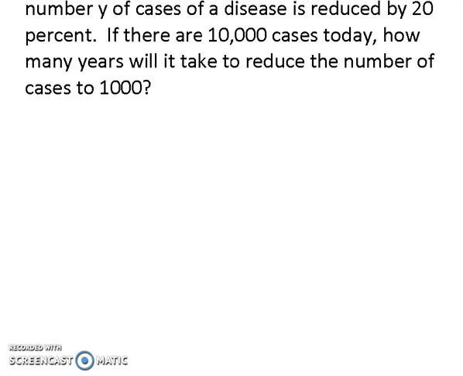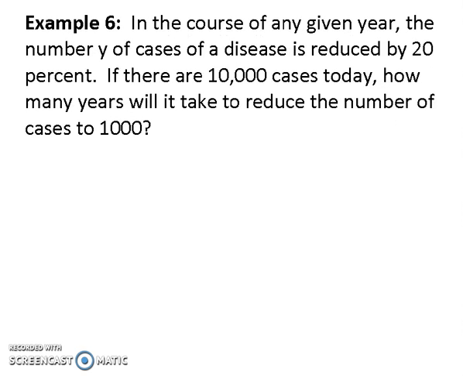All right, so example 6 here. It says, in the course of any given year, the number Y of cases of a disease is reduced by 20%. If there are 10,000 cases today, how many years will it take to reduce the number of cases to 1,000? So at time 0, we've got 10,000 cases. In 1 year, it'll be reduced by 20%. I don't really care that it's reduced by 20%. I care that 80% of the people will still have the disease. So 80% of 10,000 means that in 1 year, 8,000 people will still be sick. So then we'll worry about reducing the cases to 1,000 again.